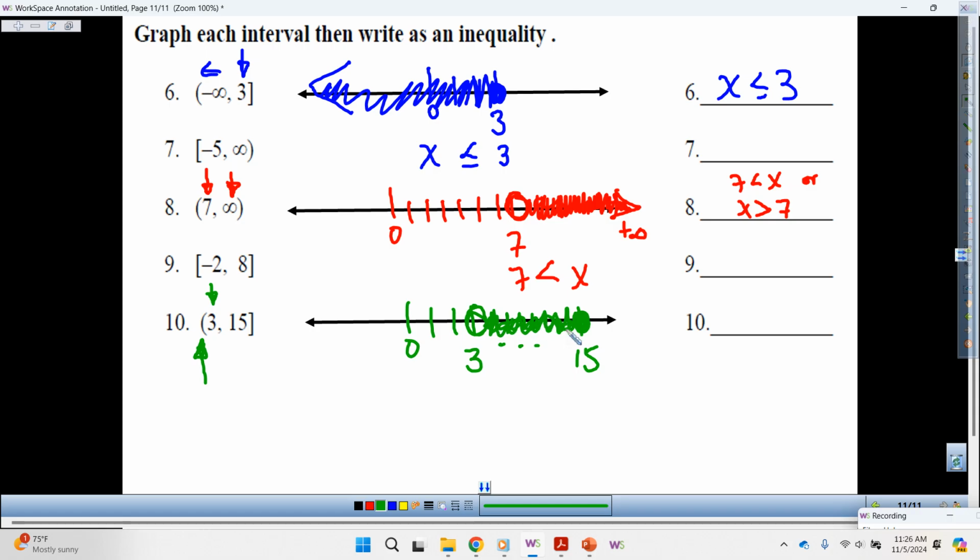There it is. Let's write our inequality. We got 3, 15, x less than, less than. However, this is an open point, stays the same. This is a close point. We put an equal sign, so my inequality is 3 less than x less than or equal to 15.